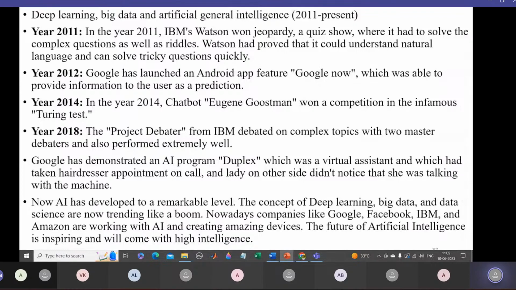And AI has now developed to a remarkable level, and deep learning, big data, and data science are now trending like a boom. Companies like Google, Facebook, IBM, and Amazon are working with AI, and they are creating many amazing devices. So the future will come with very high intelligence.